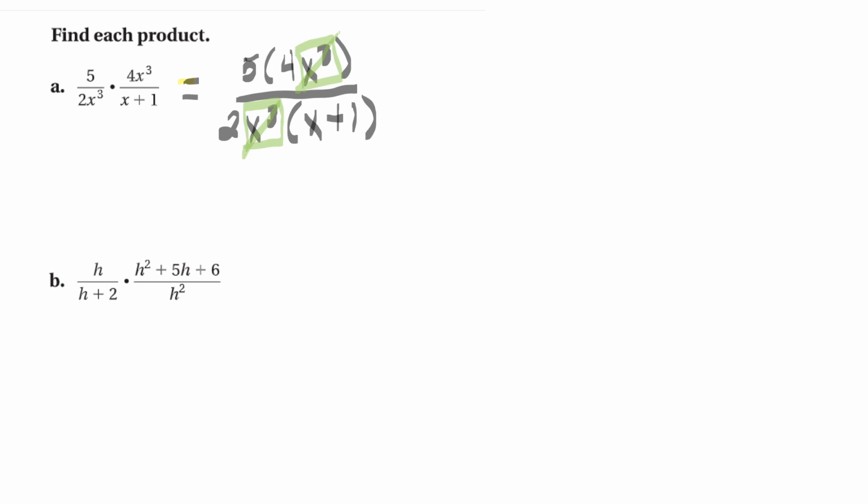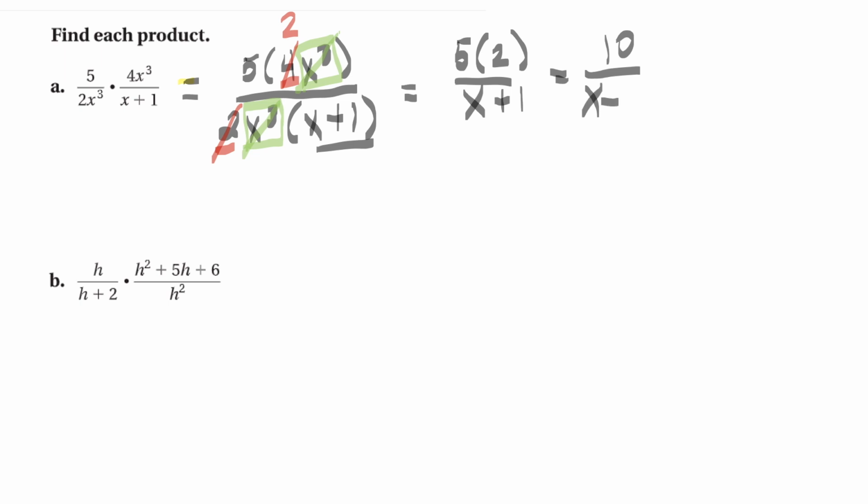We also can see that we have a common factor between 2 and 4. These can both be divided by 2. So we're going to cancel out the 2. 4 divided by 2 is 2. And now we're going to see what factors are left. So in our numerator, we have 5 times 2. And in our denominator, we have x plus 1. So our final answer is 10 over x plus 1.